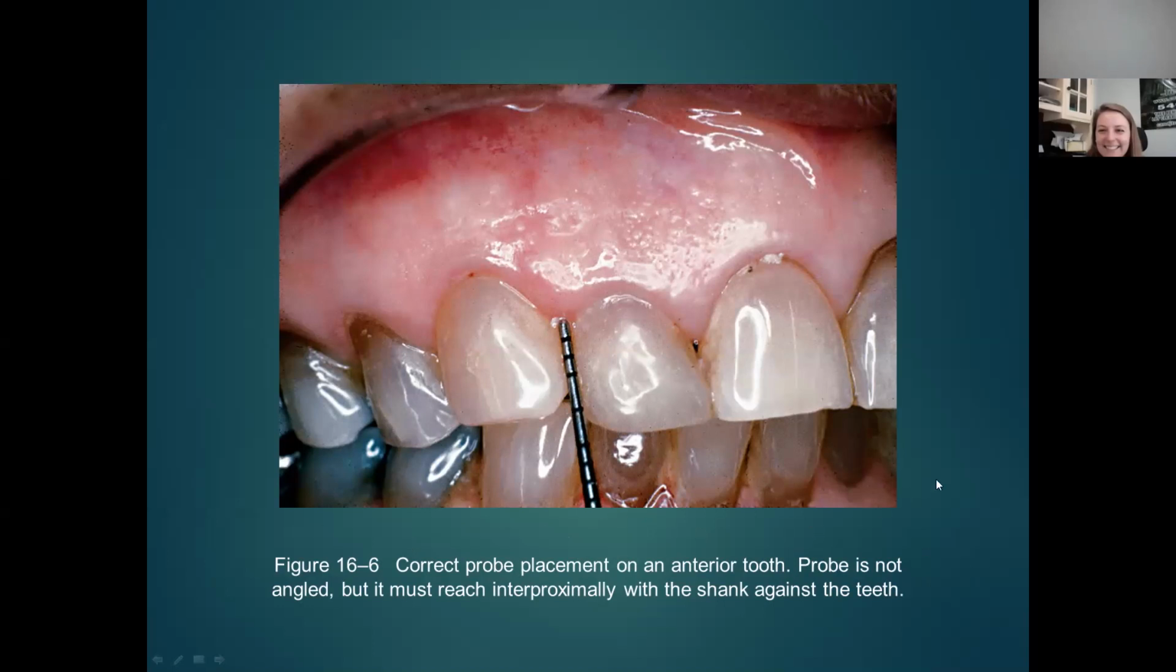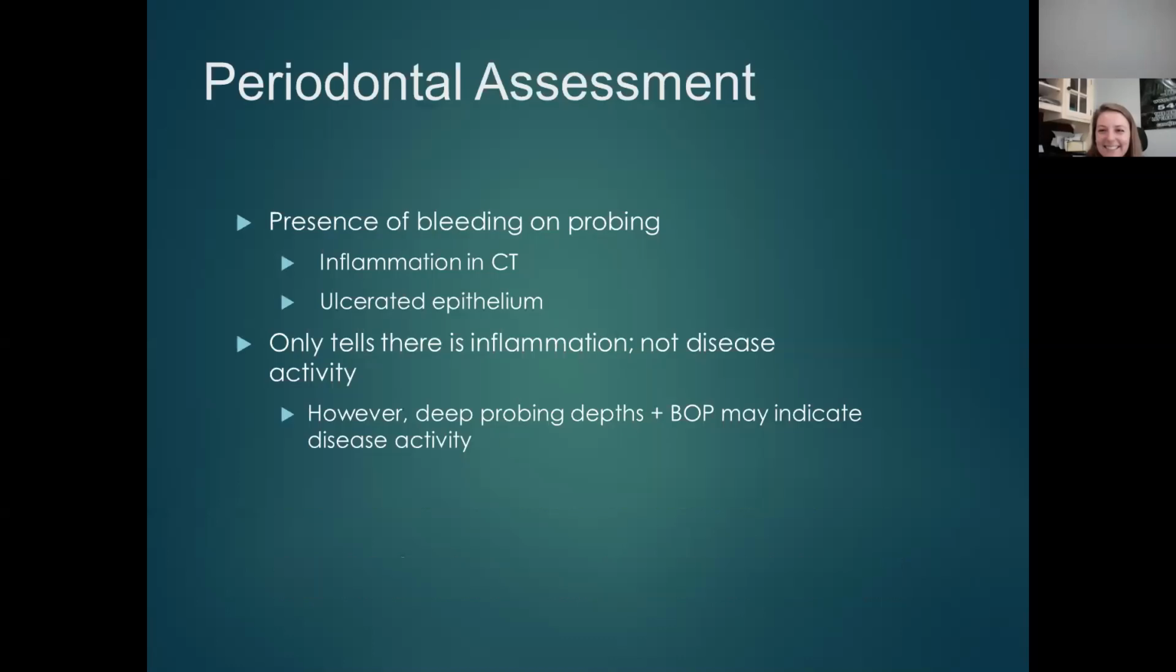So it's always nice to have the same probe in every packet, in every operatory, so you don't have to be guessing at, now which probe is this? Is this the 4mm line or the 5mm line? It just makes life go that much faster.